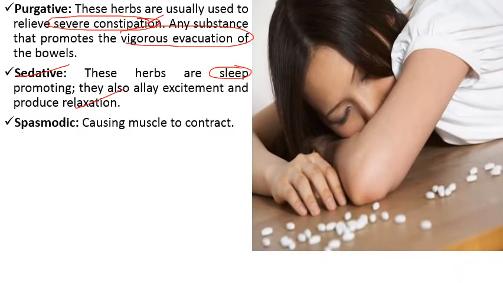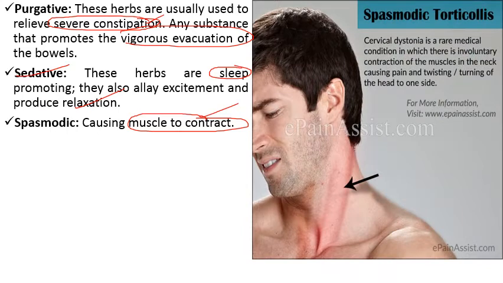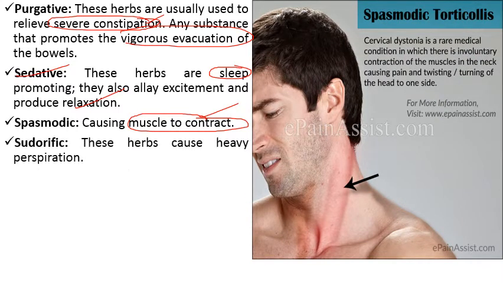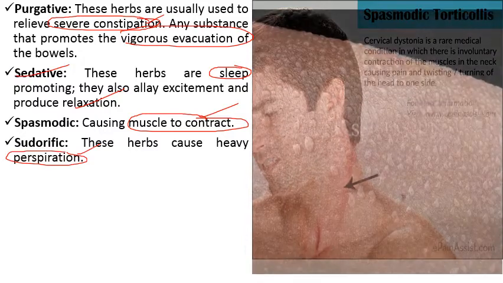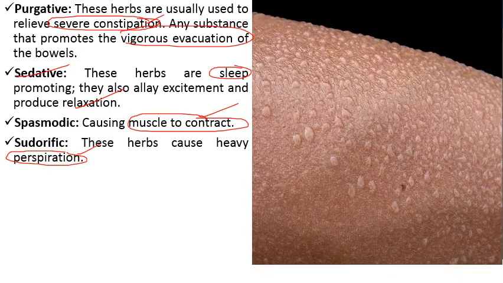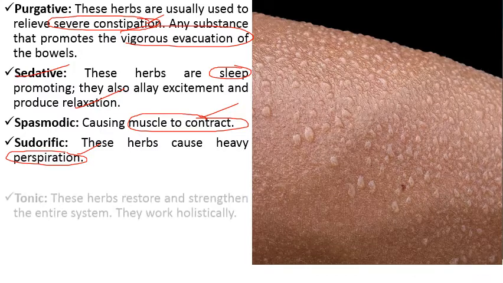Next comes spasmodic. So these cause muscle to contract. जो muscle है उनकी contraction में और muscle pain को relieve करने के लिए जो medicines use होती है, these are known as spasmodic. Then comes sudorific. Sudorific, these herbs or these medicines cause heavy perspiration. So they increase the perspiration. Means they help in sweating, or sweat इसकी वजह से निकलता है. Perspiration का rate increase करती हैं ये medicines.